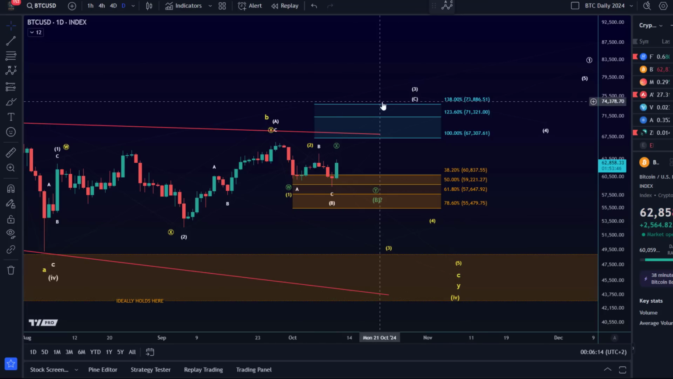That means overall we're looking for higher. Either white or green is basically the same scenario, just a different variation of the same scenario, because in the green count, it's simply a bit of an extended B wave.